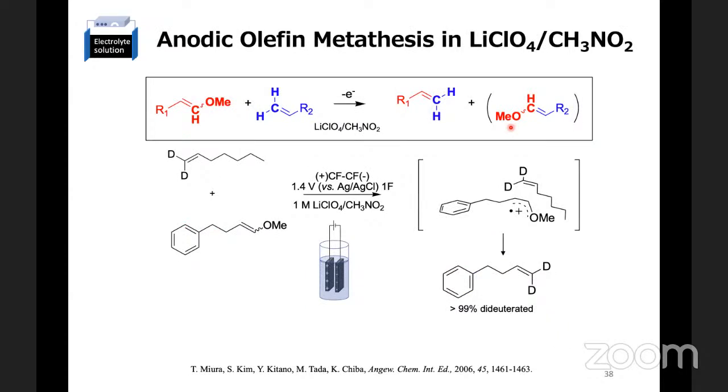Also, when we attempted a reaction with a substrate without a phenyl ether moiety, we found, again unexpectedly, that olefin metathesis proceeds under electrolysis. That is, the terminal methylene group of the deuterated heptene is neatly replaced by the other sp2 carbon bearing a methoxy group. This was understandable from the formation of the cyclobutane radical cation intermediate.